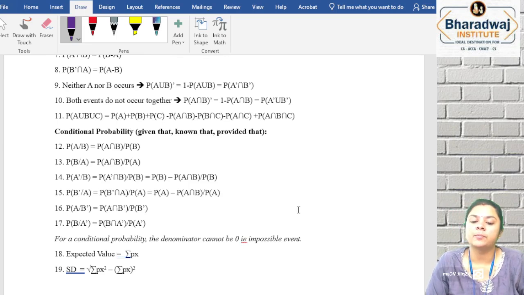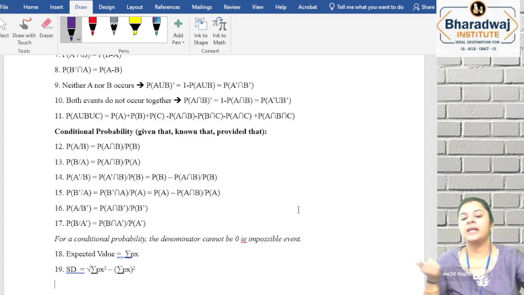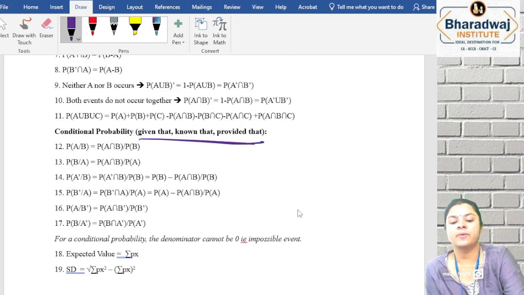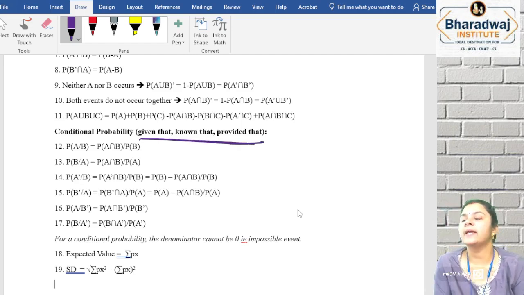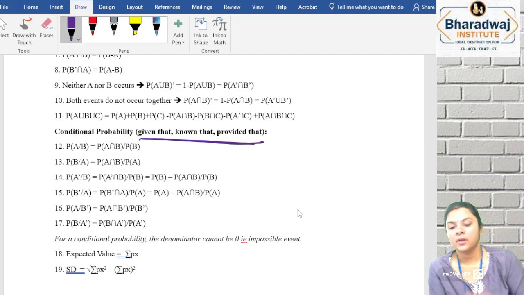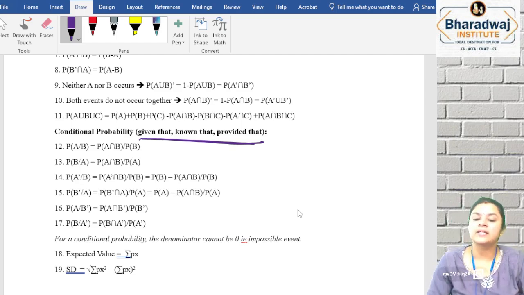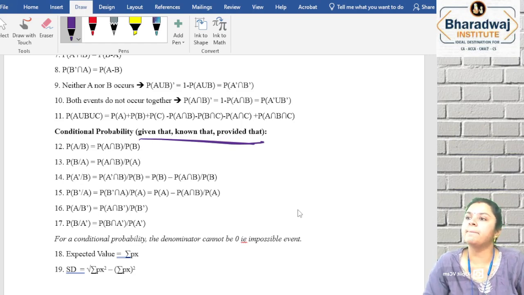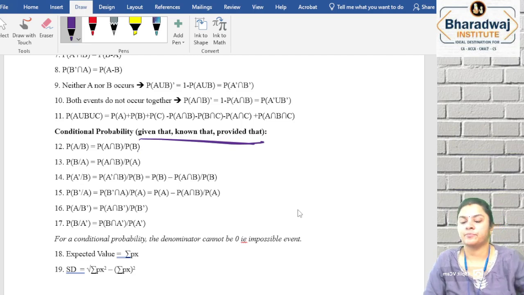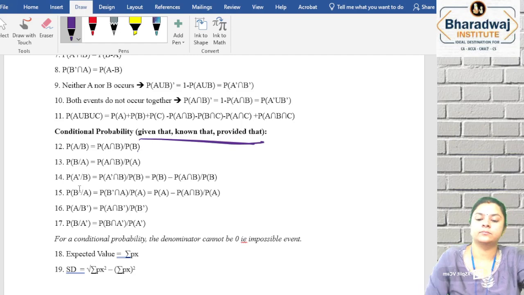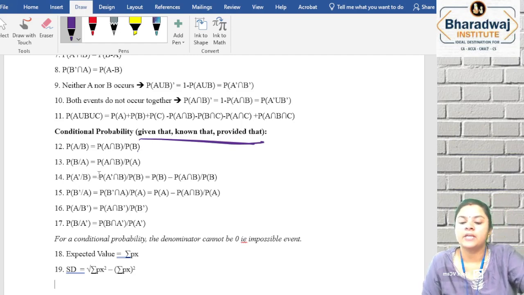Coming to conditional probability. P of A given B. When they use the words given that, known that, or provided that, these words are a hint that the question is on conditional probability. So P of A given B is given as P of A intersection B divided by the completed event, which is P of B. P of B given A is P of A intersection B divided by P of A.